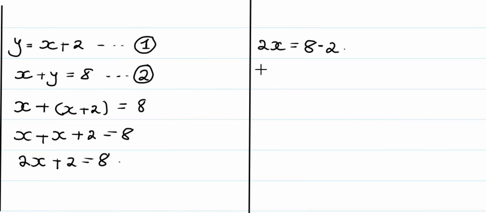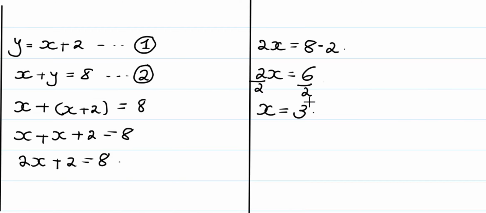Then from there, it will be 2x = 8 minus 2, which is 6. But we only need x, we don't need 2x. So to get x, I need to divide both sides by this 2, which is the coefficient of x. Then x = 6 divided by 2, which is 3. So the value of x is 3.